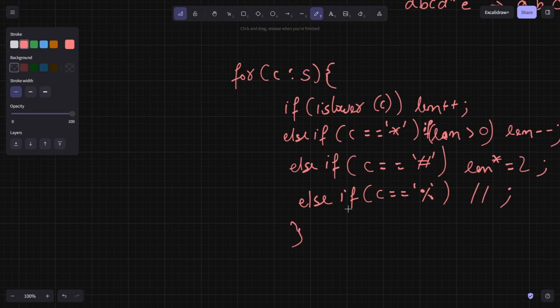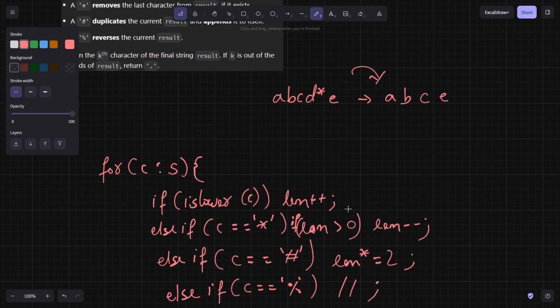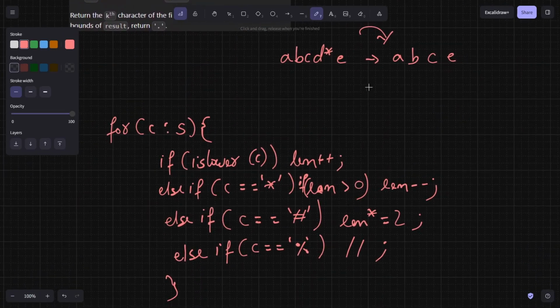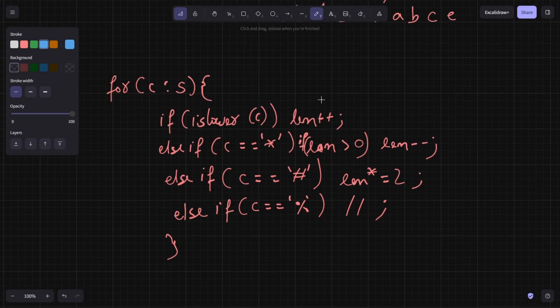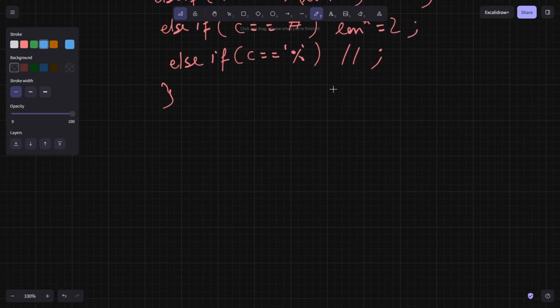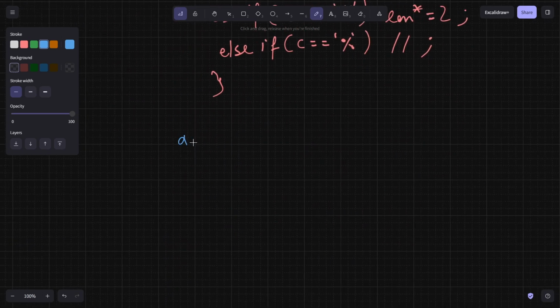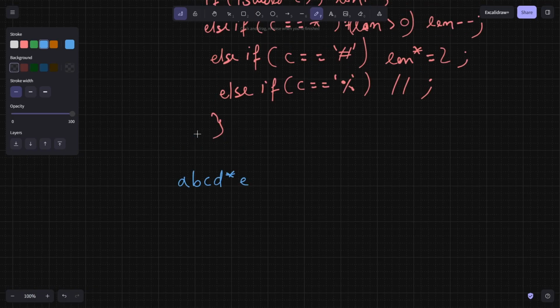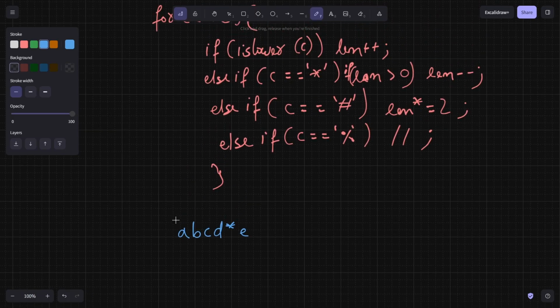We are going to iterate from the back. For example, let's consider a b c d star e. If we calculate the length: lowercase 1 2 3 4, asterisk minus 1 gives 3, and again plus 1 gives 4. So the length becomes 4.